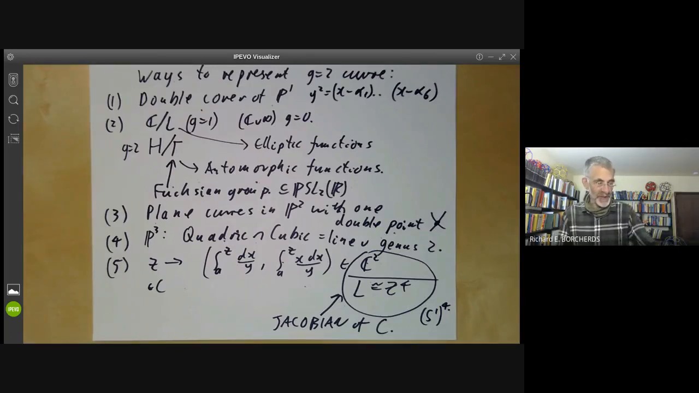Okay, I think that's enough about genus 2 curves for the moment. The next lecture will presumably be about genus 3 curves.